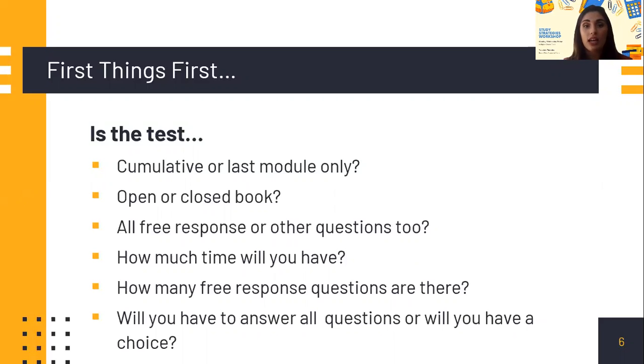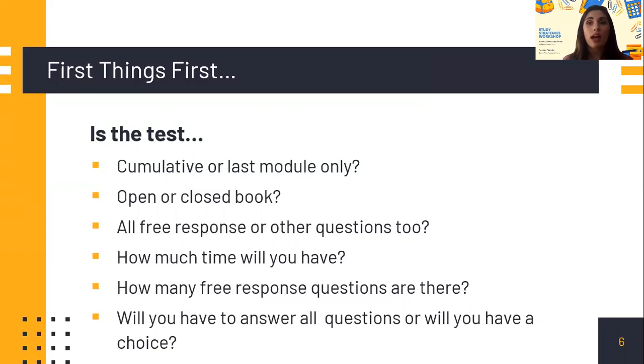This is really going to tell you how much time you have per question. Am I going to have time to outline before I start writing that essay, or do I really have to just hit the page and start writing the second I get that question?